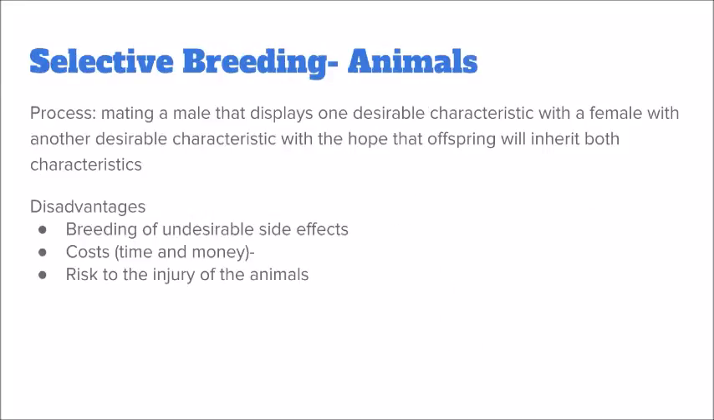We then have selective breeding, which we see in animals. It's the process by which a male is mated with a female, both of which have desirable characteristics that hopefully are inherited by the offspring.